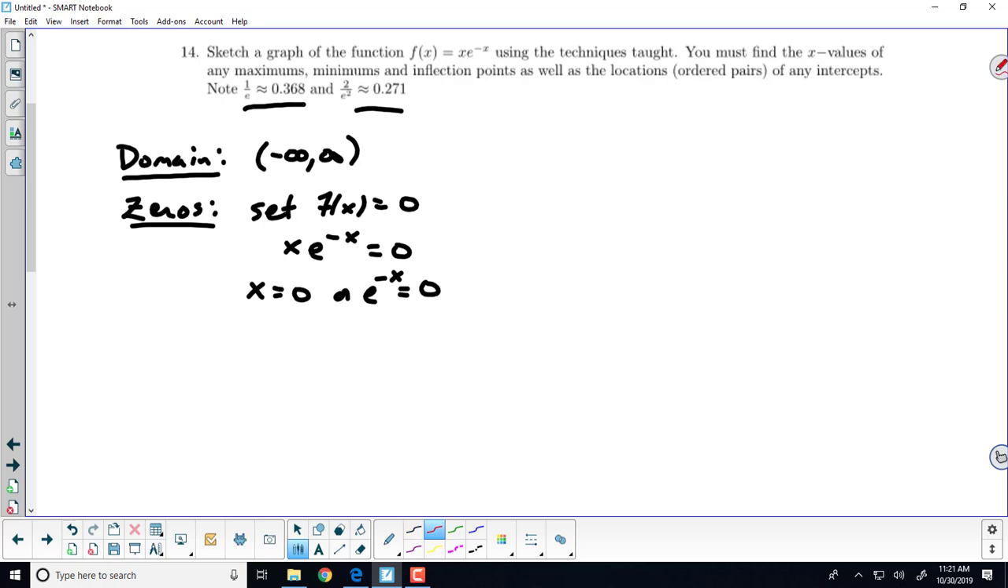But what about e to the minus x? Yeah, e to the minus x is an exponential function, right? And when you raise things to powers, you never get 0. So this never happens. So this is our only 0.